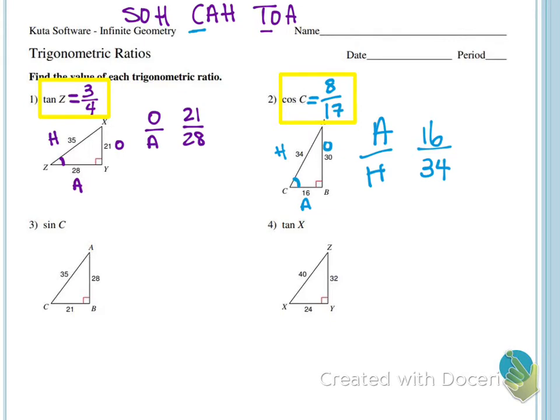And then last, that we're going to do together at least, sine from C. Sine is SOH, opposite over hypotenuse. Which of these is the hypotenuse? 35. Which of these is the opposite? 28, which means 21 is adjacent. So what goes in the numerator? 28. In the denominator? 35. What are they both divisible by? 7, so we get 4 over 5.